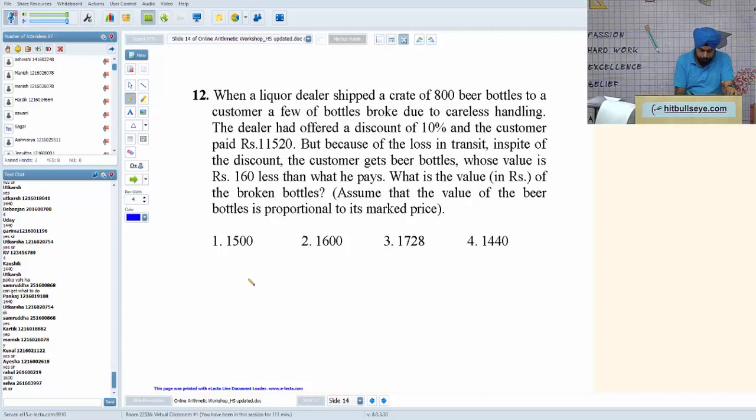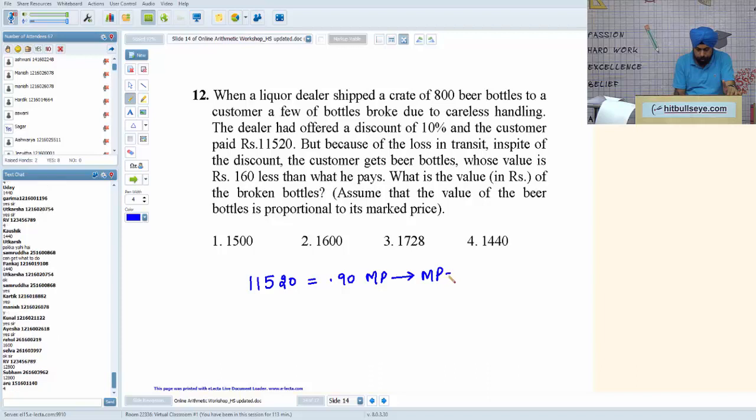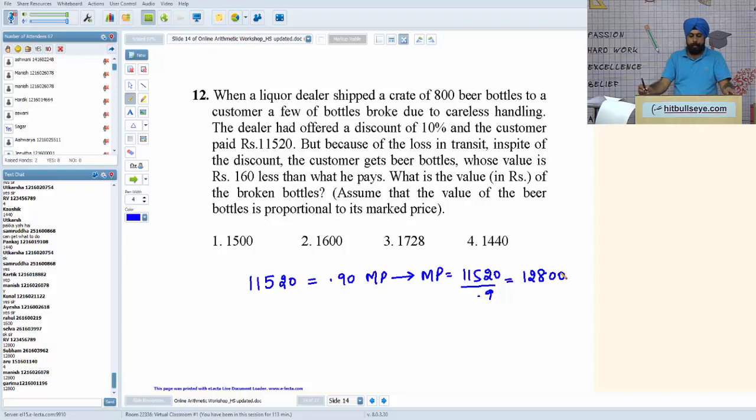Now students, the customer pays 11520 after a discount of 10%. This means this is 90% of the market price of the total bottles, from where you get the market price to be equal to 9 ones are 9, 9 twos are 18, 9 eights are 72, so 12800 rupees. But then it says because of loss in the transaction, in spite of the discount, the customer gets beer bottles whose value is rupees 160 less than what he pays.